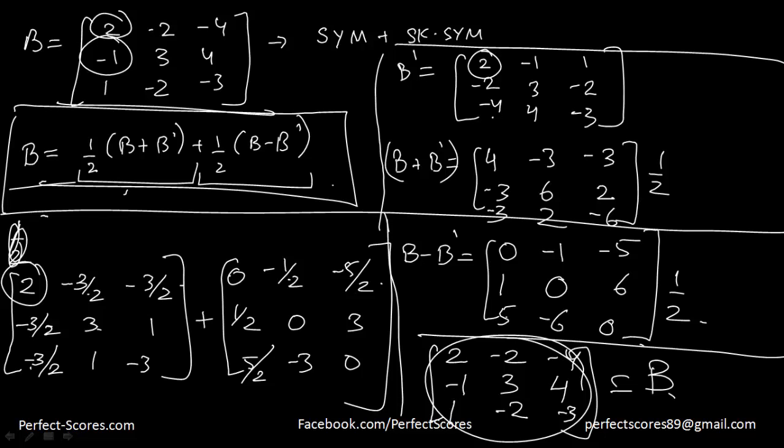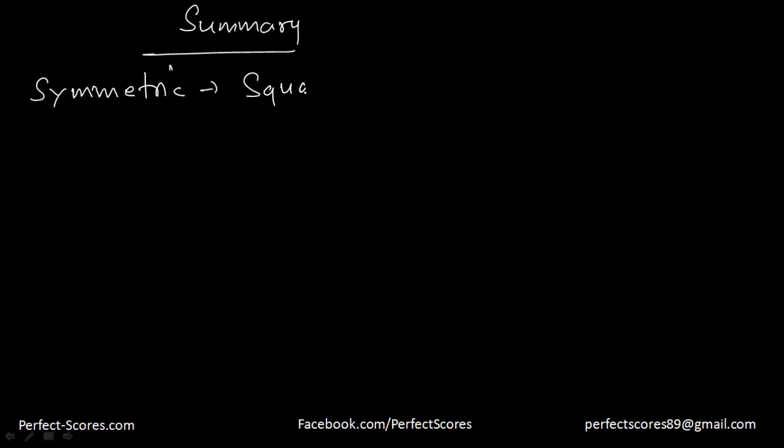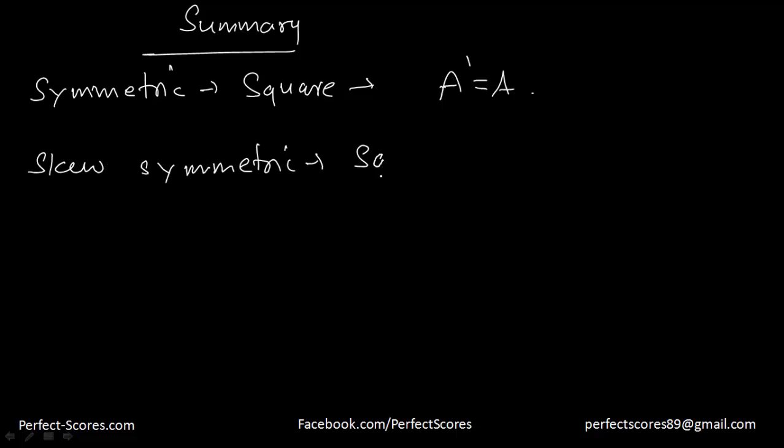I'll just summarize what we did in this video. In the summary, we said that a matrix can be called a symmetric matrix provided that it's a square matrix such that the transpose of the matrix is actually equal to the matrix itself. A matrix is known as a skew symmetric matrix, again, it has to be a square matrix, provided that the transpose of the matrix is negative of A.